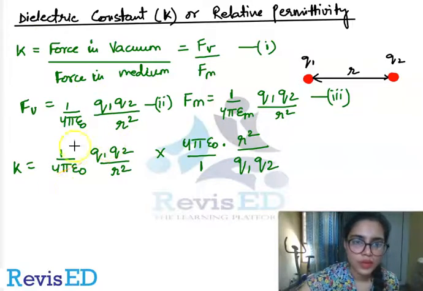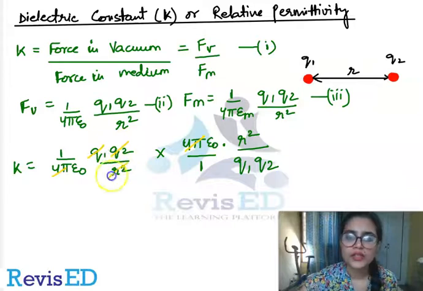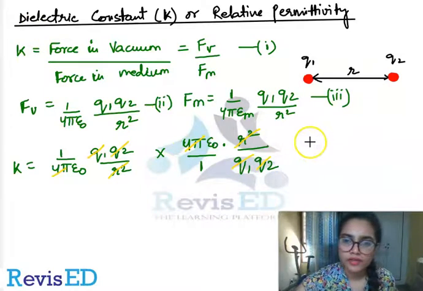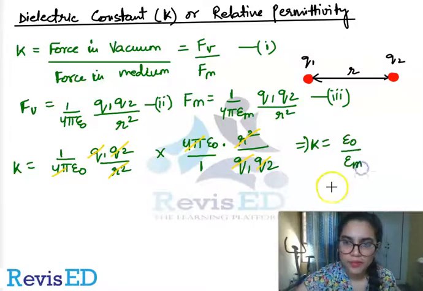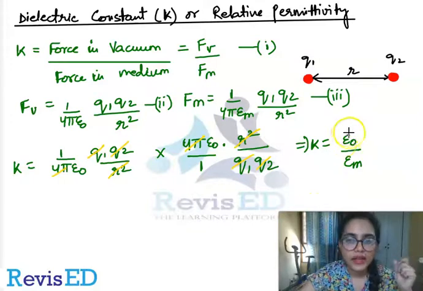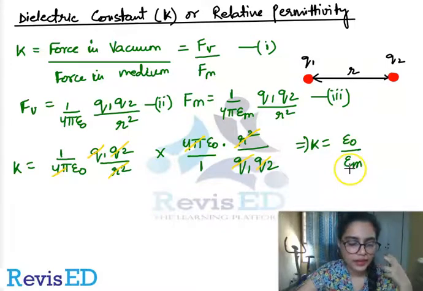Not the epsilon, only the 4 pi terms get cancelled. The charges are the same and the distance is the same, so distance and charges cancel out. So you can see what is left. This implies that K is equal to epsilon by epsilon M, the ratio of permittivity in vacuum to permittivity in a medium. This is what you get.